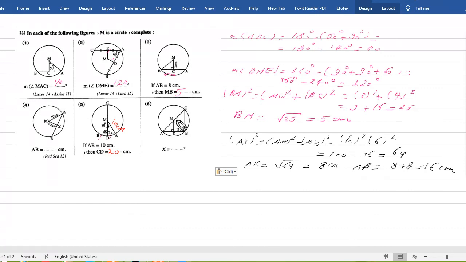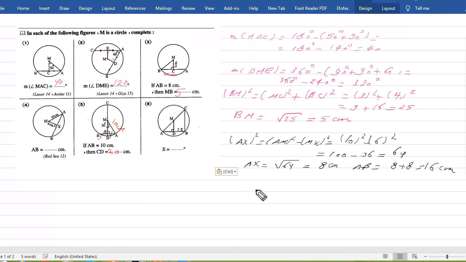Sixth figure, MC equals MD, two radii of the circle, so M is the midpoint of CA. MD is perpendicular, so D is the midpoint of AB. The line segment joining the midpoints of two sides of a triangle is parallel to the third. Then the measure of angle CBA equals the measure of angle MDA, which equals 90.